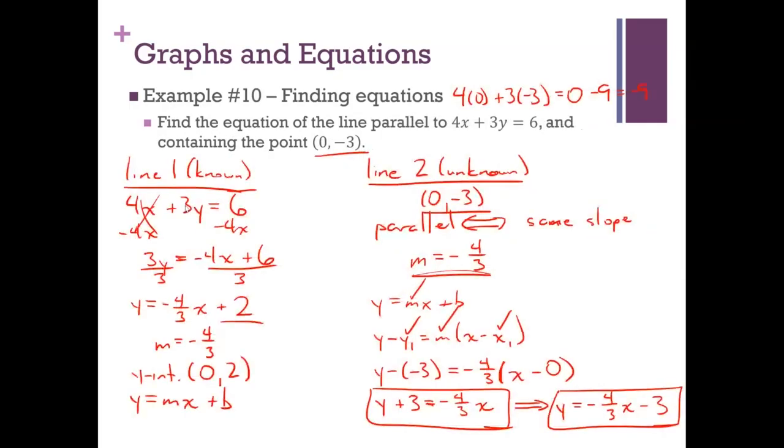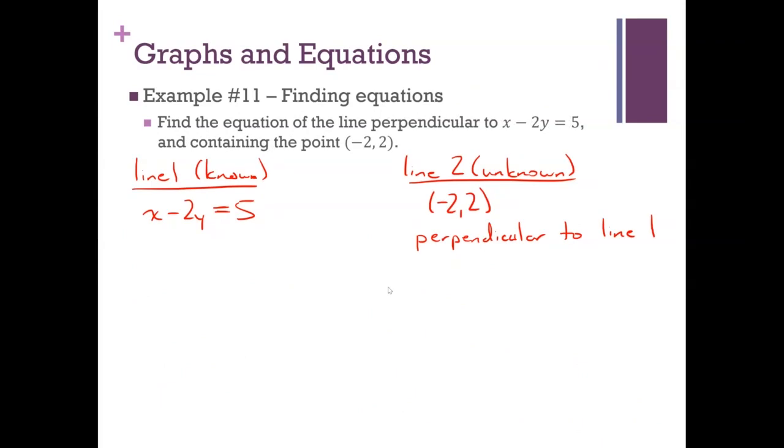So let's look at what we did last time for line 1. To find the slope, we manipulated it to get it into slope-intercept form. So let's start doing that here. I want to start getting y by itself. So how do I do that? Subtract x from both sides. It's a good first step. So negative 2y is equal to negative x plus 5. Good. Now what?